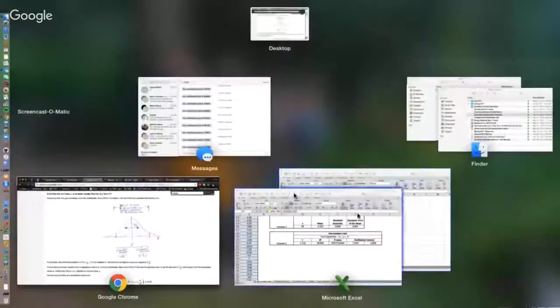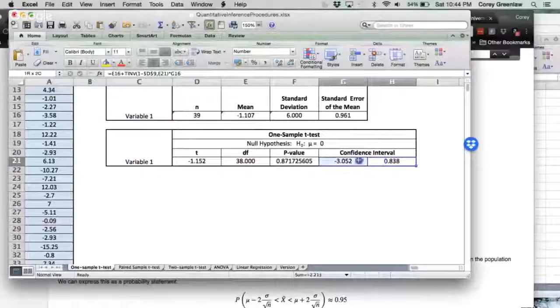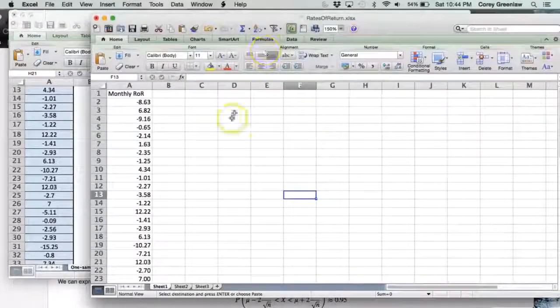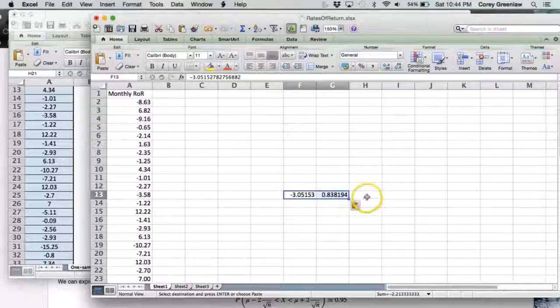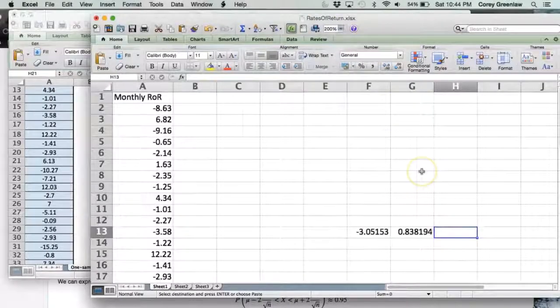We're being asked for the margin of error. So I'm going to take both of these, copy them out, and paste the values here. So there's my values. And now I can simply go through. I'm going to make this a little larger for you guys to see.